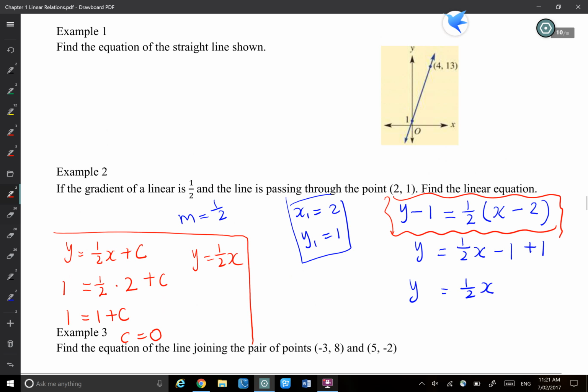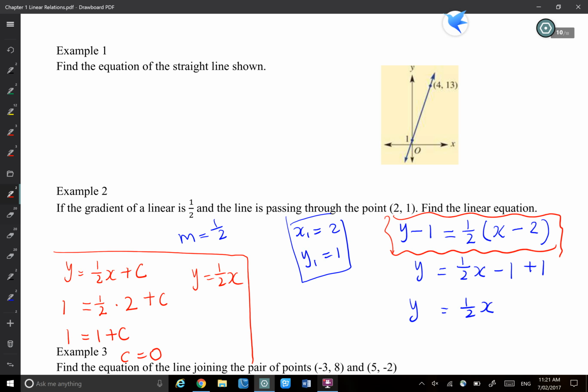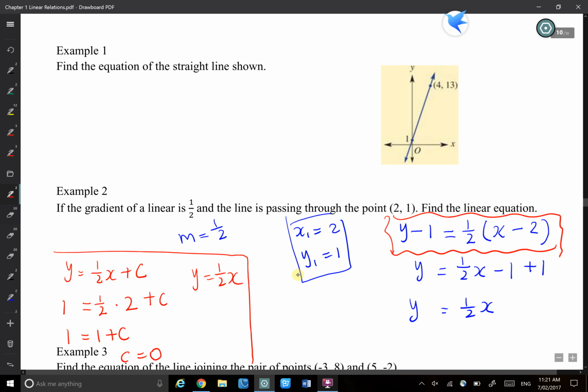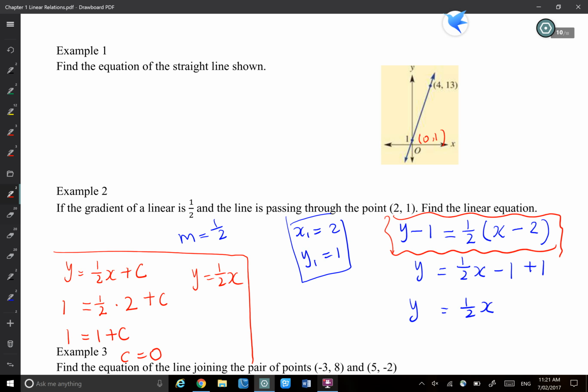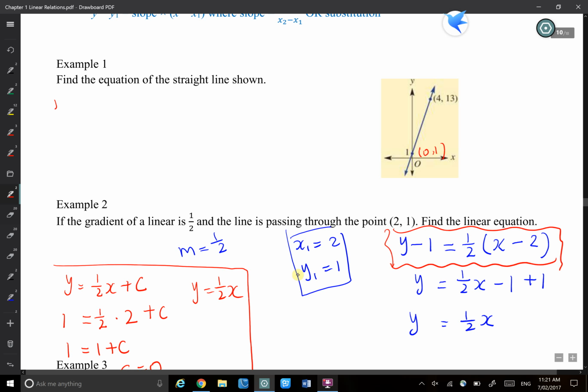Example 1. Let's do the easy case now. For example 1, I know 2 points on the graph. One of the points is (0, 1), and I know another point is (4, 13). So your first thing to find the equation of a linear is always to find the gradient.